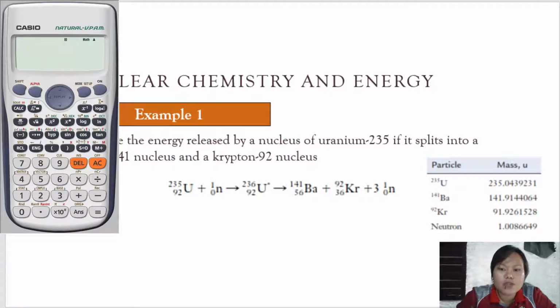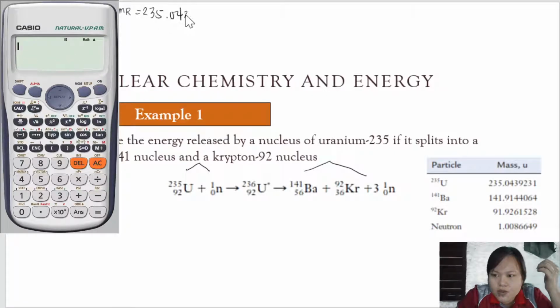So to get the delta m, we would have to get the mass of the reactants and the mass of the product. So I would be getting first the mass of the reactants. That would be uranium-235, with mass 235.0439, plus the neutron, 1.008669 U as well.